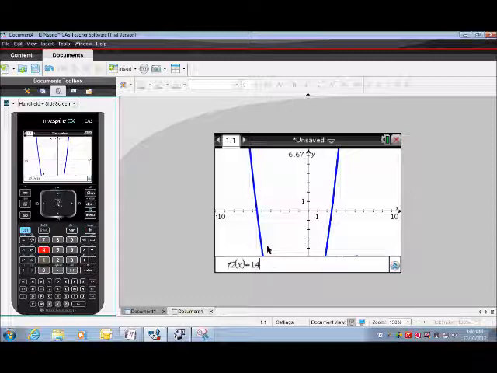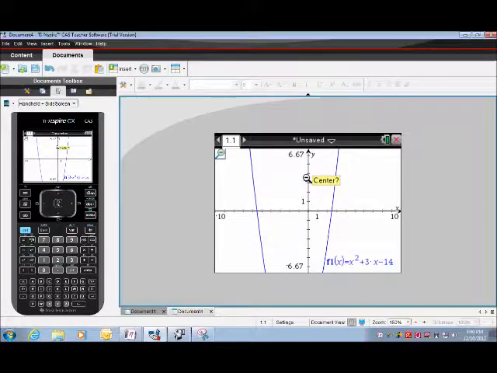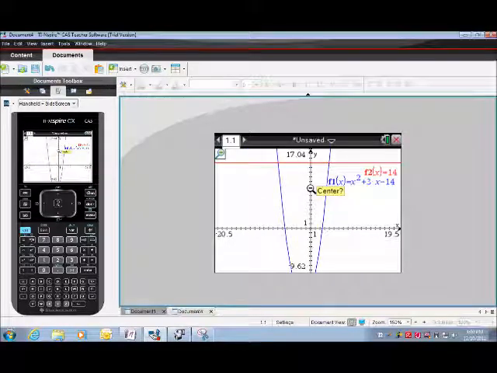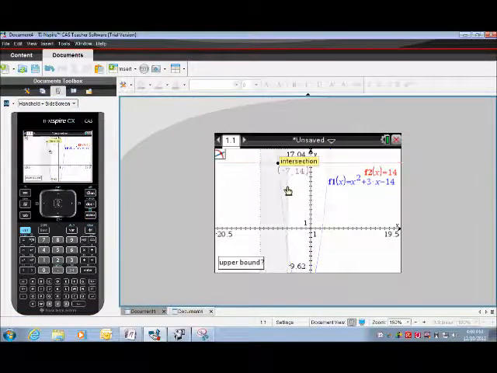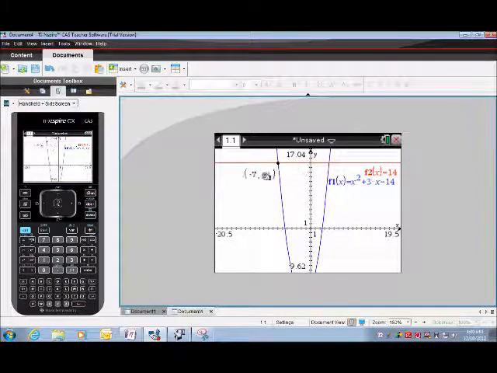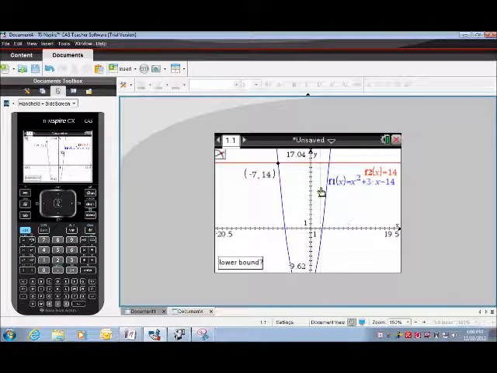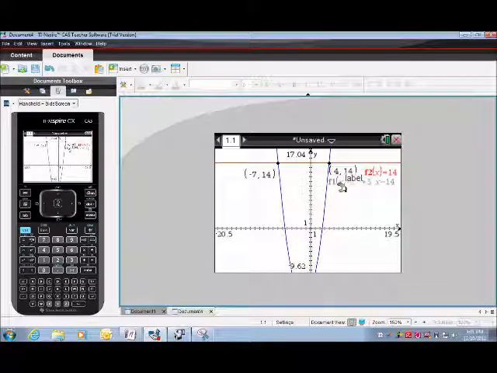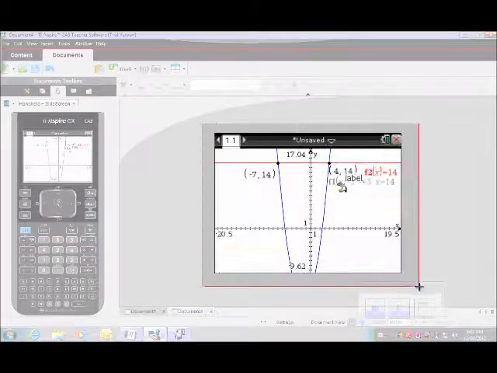And hit enter. Now, I can't see both of my graphs, so I'm going to zoom out. I love to see both of my intersections. Okay? And then remember, to find my intersections, I do menu, analyze graph, intersection, go to the left, go to the right, and there's my first one. And I'm going to do it again, menu, analyze graph, intersection, go to the left, and go to the right. Okay, so once again, I'm going to go ahead and copy this over so we can see it on our review sheet.